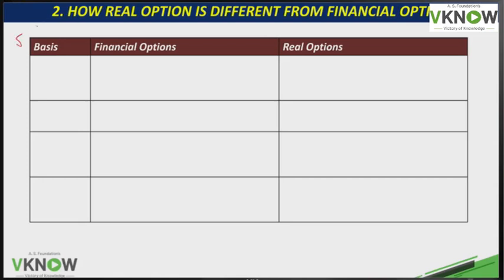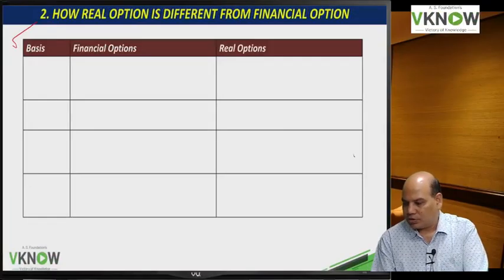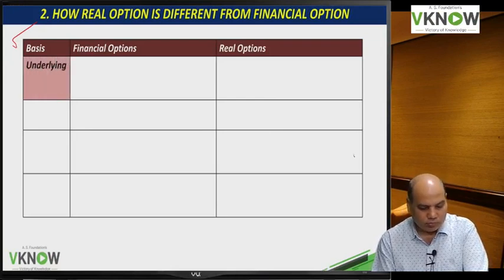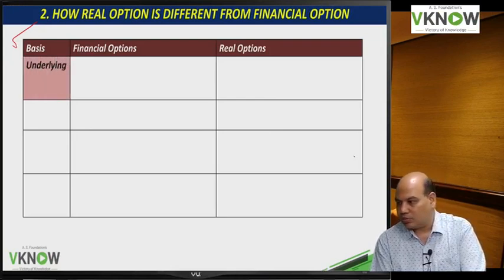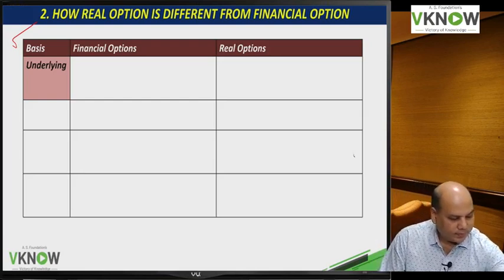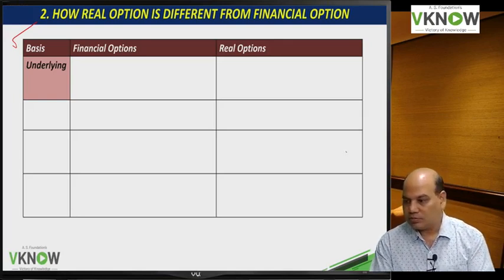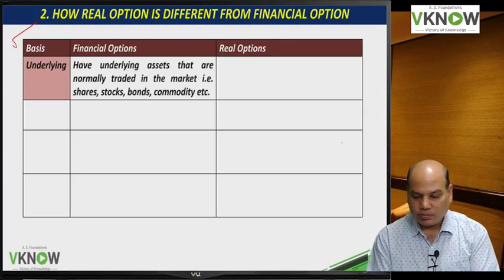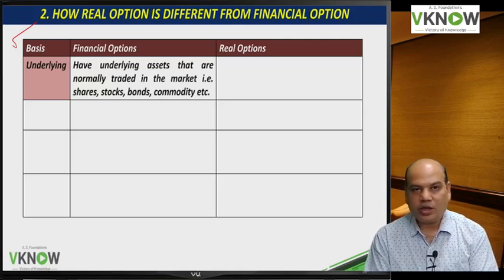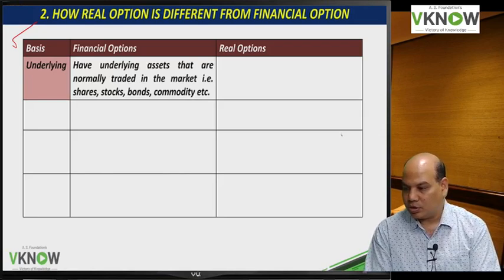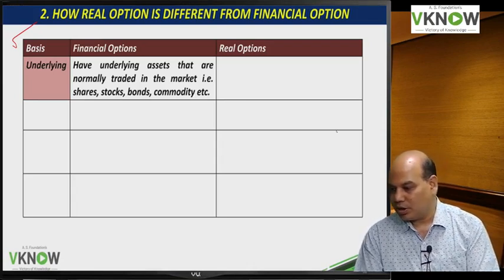First, you tick mark this theory question: how is real option different from financial option. So first is basis, second column underlying, third column financial option, fourth column real option. In financial option, the underlying would be an asset which is traded on a stock exchange, commodity exchange, or bond market, like shares, stocks, bonds, commodity, etc.